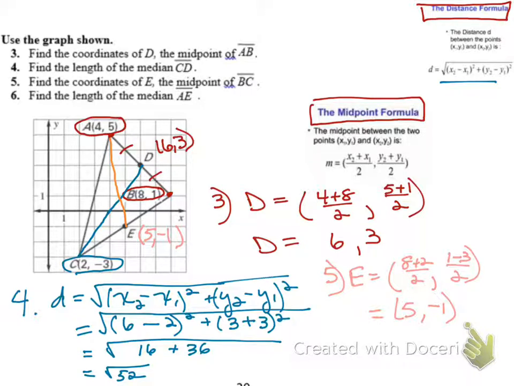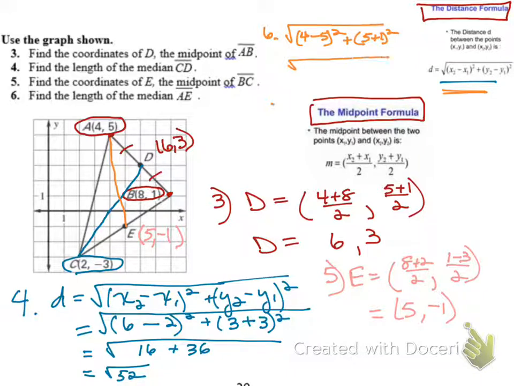So to do question 6, I'm doing the distance formula. The distance formula tells me that I'm going to use this formula. So that distance, which is the length of the median, is going to be the square root of x2. So I'm going to start up at the A point. So x2 is going to be 4 minus 5, and I'm going to square this, and then plus 5 minus negative 1, so that's 5 plus 1, and I'm going to square this.